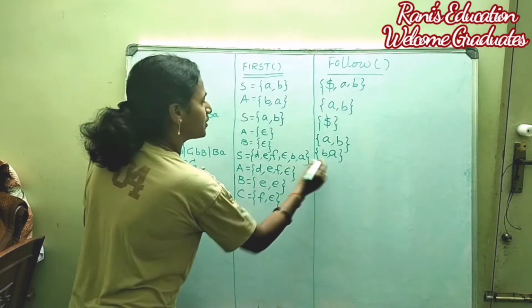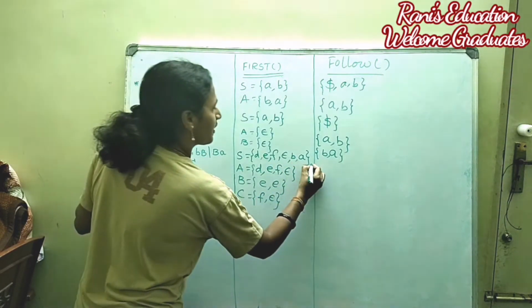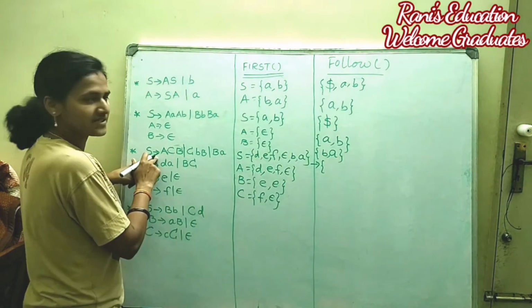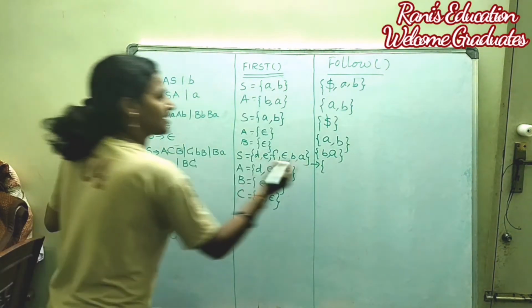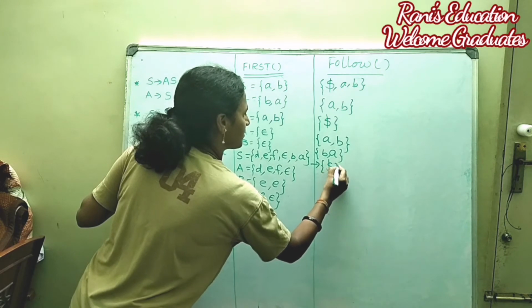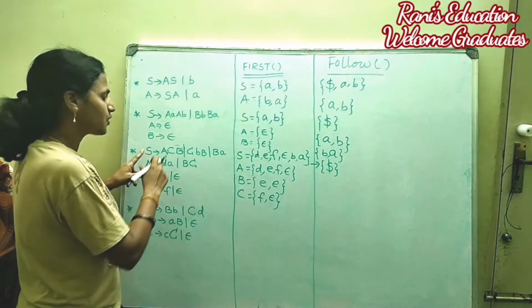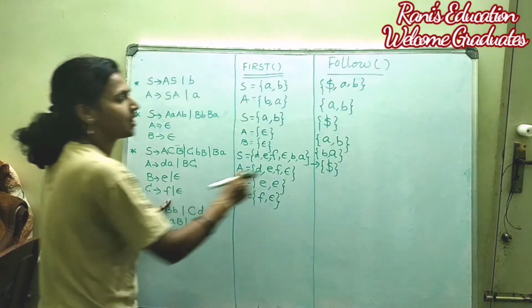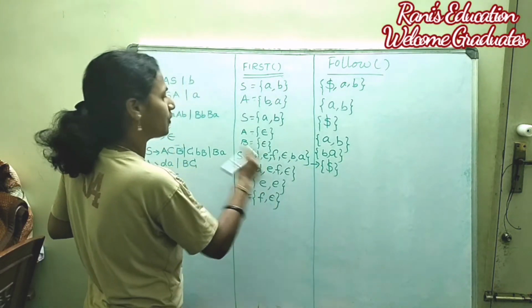Okay, now move on to the follow function. What is follow of S here? Here S is the start symbol of the grammar, right? So dollar is one of the symbols. Now, whether S is defined anywhere in the grammar? No, so dollar is the only terminal for follow of S.